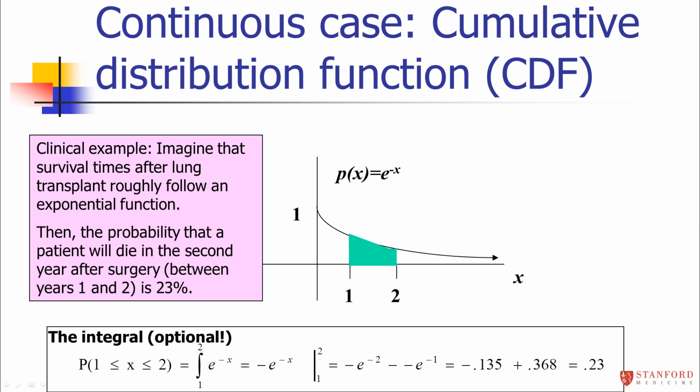So for example, the probability that a patient will die in the second year after surgery: they will survive up through year 1, but die before year 2. That is, they will die between years 1 and 2. If we get the area under the curve, it's 23%. So their probability of dying in that interval is 23%. So it has very useful applications, the exponential function, in survival analysis. We'll talk about that in the very last week of the course.